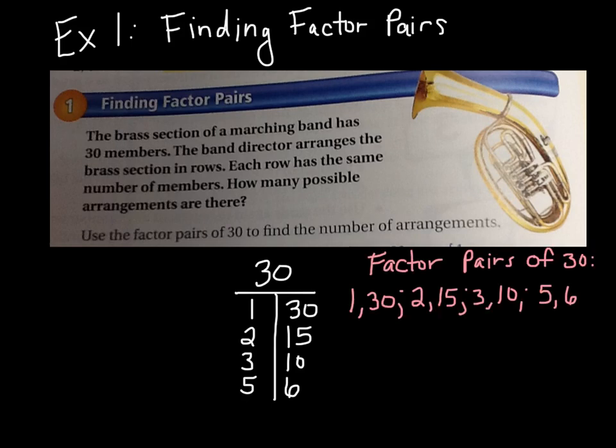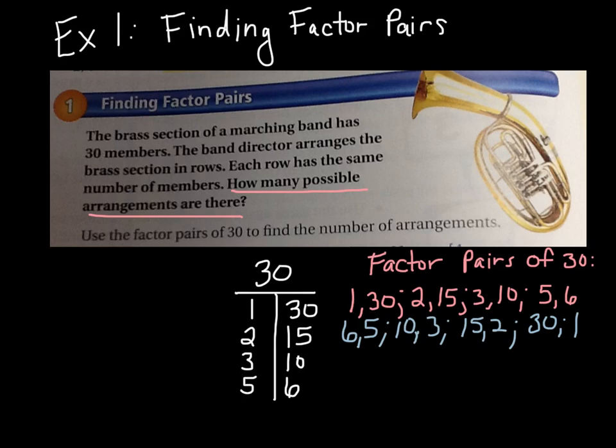To list out our factor pairs, we take that chart and organize it according to those pairs. So the factor pairs of 30 are 1 and 30, 2 and 15, 3 and 10, and 5 and 6. But we do want to go back to the actual question up here. The question was, how many possible arrangements are there? So you could have 1 row of 30 kids, 2 rows of 15, 3 rows of 10, 5 rows of 6. But then we also want to remember that you could have 6 rows of 5, 10 rows of 3, 15 rows of 2, or even 30 rows of 1.